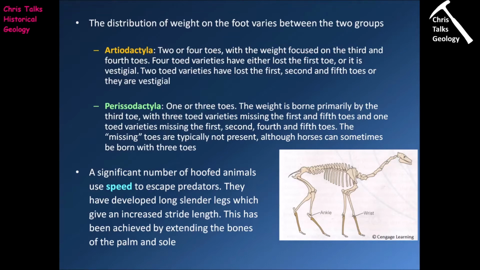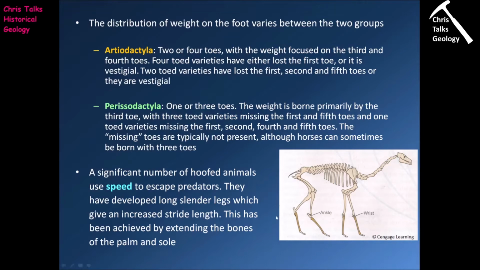Now, a significant number of hoofed animals, now this includes the Artiodactyla and the Perissodactyla, use speed in order to escape predators, and the way they've managed to help in this process is to develop long, slender legs which increases their stride length, thereby allowing them to run faster and cover more ground more quickly. Now, this has been achieved by extending the bones of the palm.